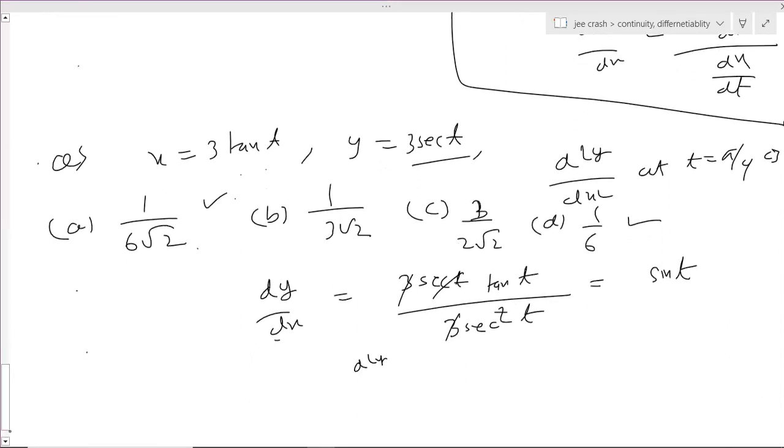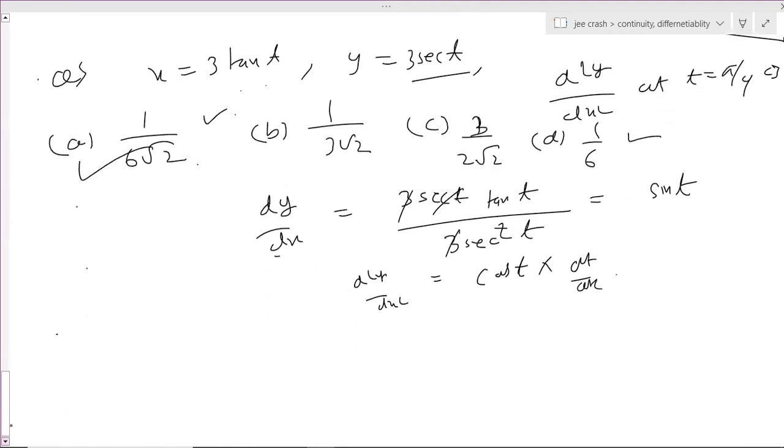Alright. So d square y by dx square is cos t into dt by dx. Then you can find the answer very easily. Okay, everyone, Option A is absolutely correct.